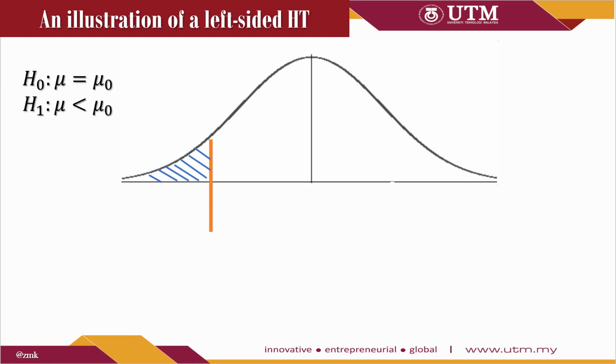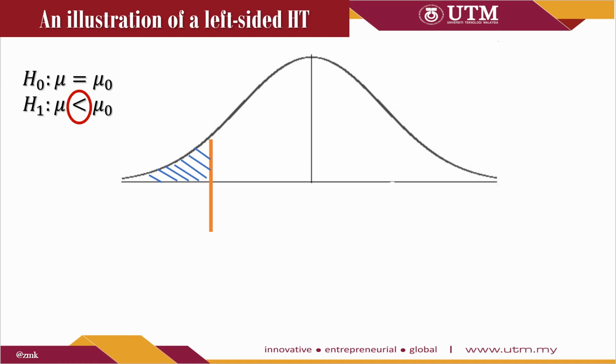Notice that under H0 we always have equality sign again, which is mu equal to mu0, whereas under H1 we have a less than sign in this example, since we want to investigate if the mu value is less than mu0 or has decreased from mu0. So the statement under H1 is mu is less, lower, or smaller than mu0. Therefore, we have a one-tailed hypothesis test on the left, or simply the left-sided test.